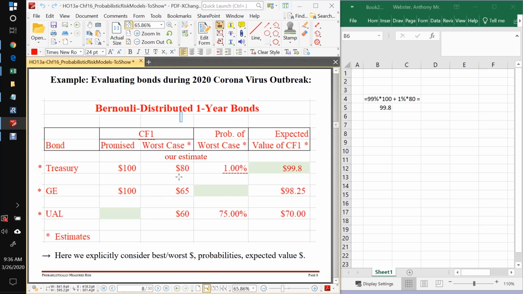And then again, our boss, our general manager, our CFO, has done a lot of work and estimated that GE might run into trouble with this bond. It might have to declare bankruptcy. And if it does, we estimate we will get something, right? Because bondholders typically get something in bankruptcy. The CFO's best estimate is that would be $65. And we have some probability of the worst case that we want to solve for. And we know that if we get the right answer, the expected value cash flow is 98.25.